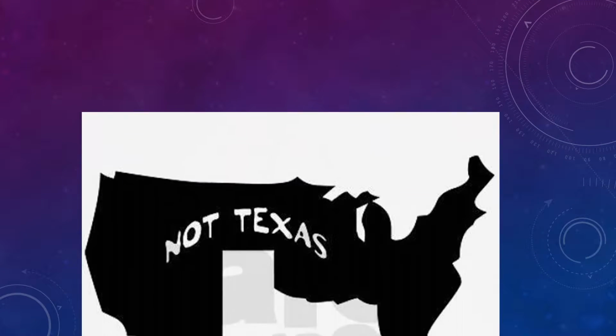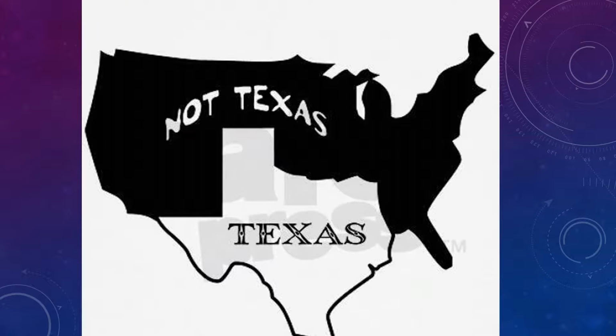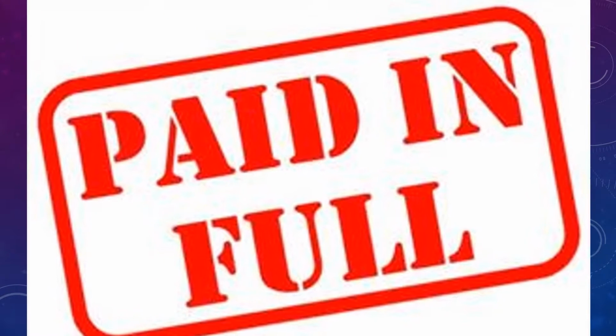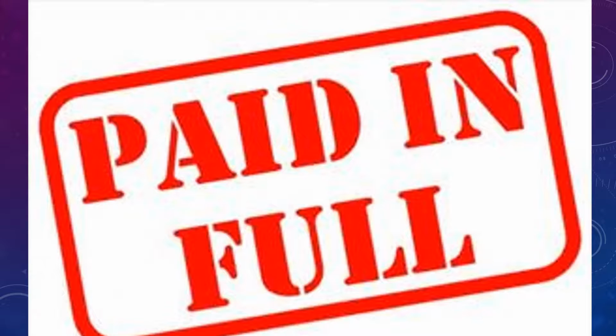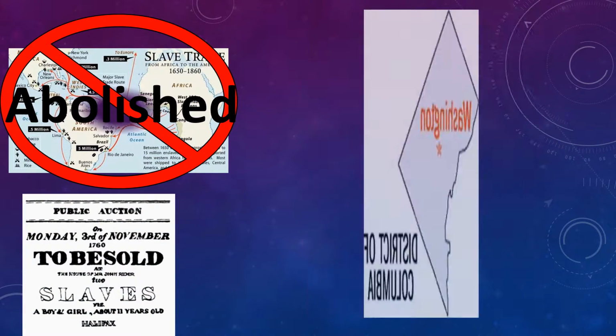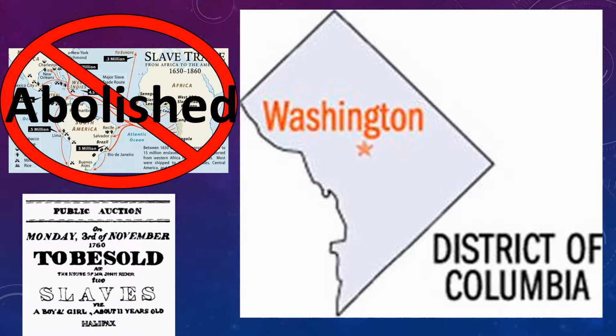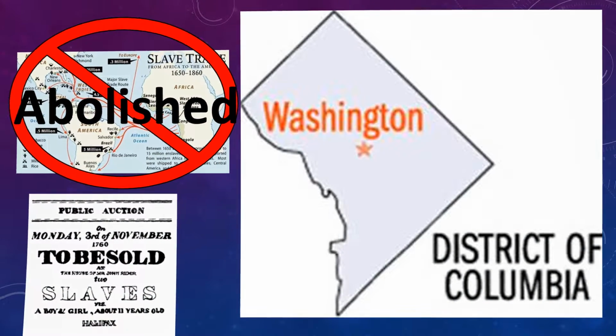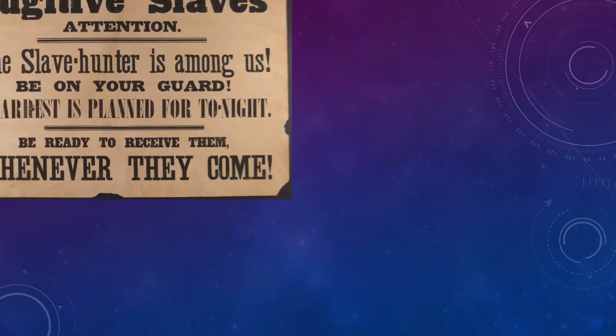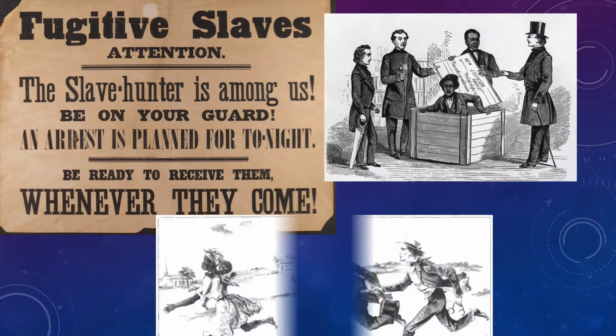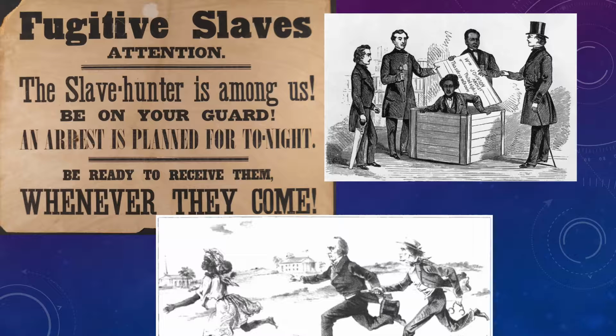Texas would cede its claim to parts of the New Mexico territory, and, in exchange, the government would cover Texas's $10 million war debt. The slave trade would be abolished in the District of Columbia, but slavery itself would continue. Lastly, Congress would strengthen the Fugitive Slave Act by requiring citizens of any state, slave or free, to assist in the capture and return of runaway slaves.